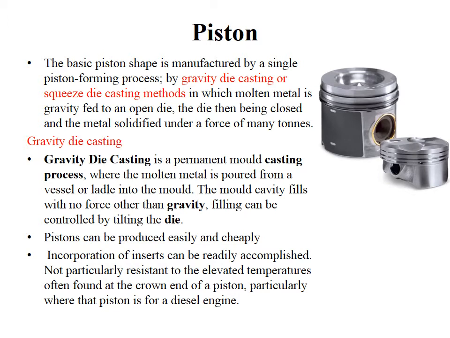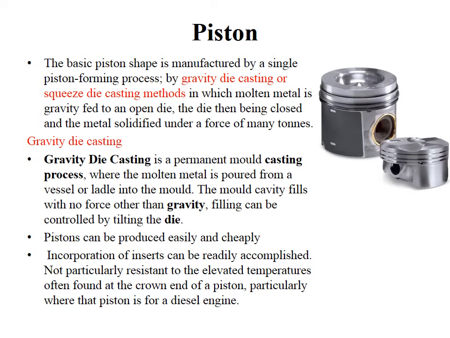So first comes the casting process, where gravity die casting or squeeze die casting methods are used, in which the molten metal is gravity fed, in case of gravity die casting, into a die, and then the die is closed. The metal gets solidified under force, and thus the casting is produced. In gravity die casting, we use a permanent mold, and the molten metal, when it is poured from a vessel or a ladle, fills the mold cavity with no other force other than gravity. That's why it is gravity die casting.